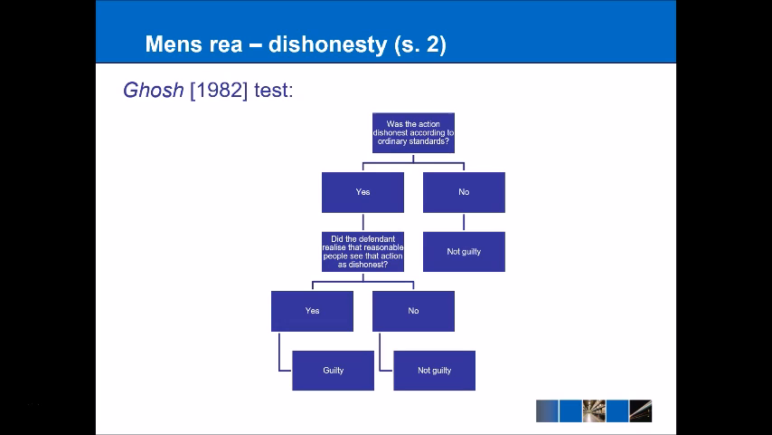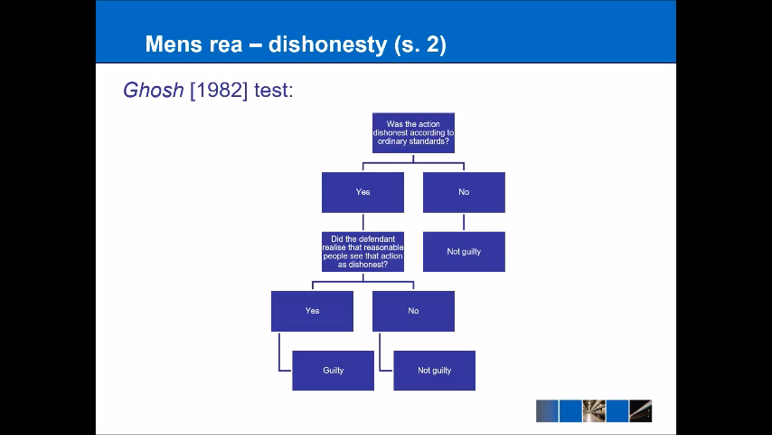Now, I'm not sure if you can see the flow chart on the screen there. Hopefully it shows up okay. But if not, I'm going to run through it now, and you can follow this when you're doing an exam or coursework question. The first question to ask at the top there is: was the action dishonest according to ordinary standards? This is the objective element of the test. Would the reasonable person consider the defendant's actions dishonest?